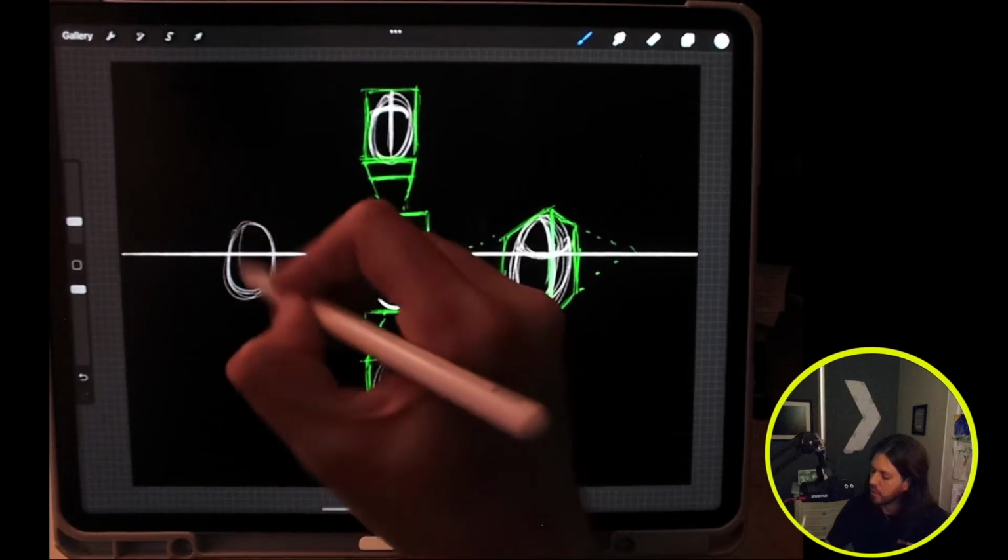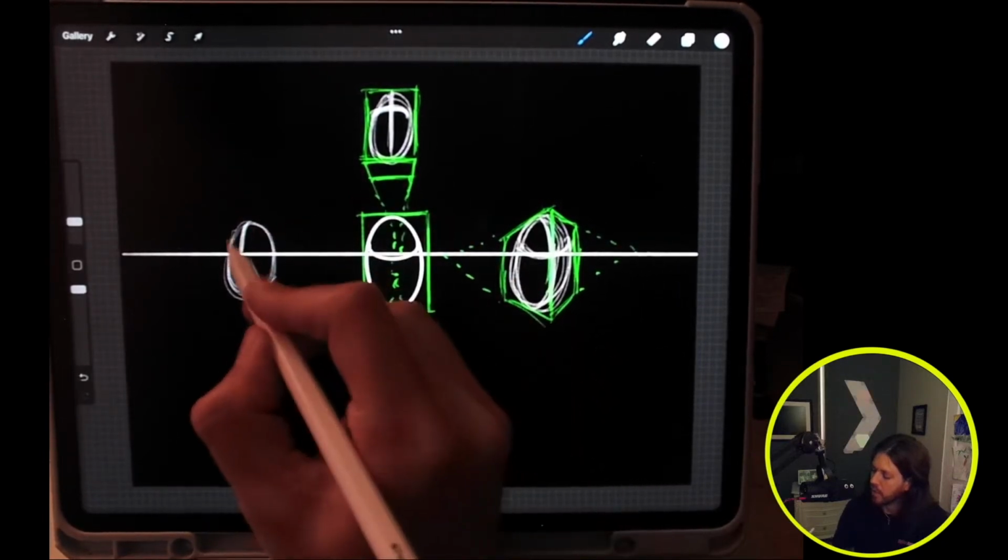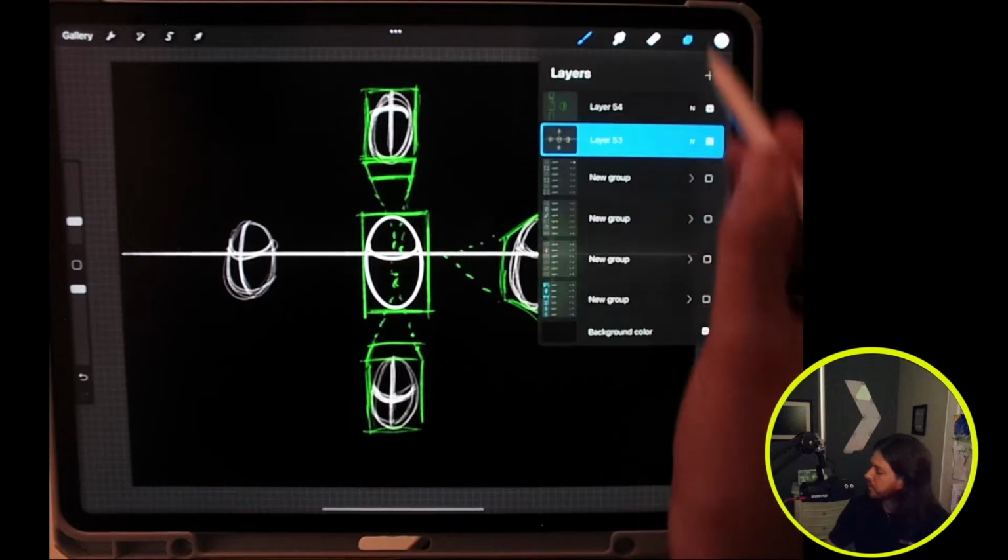So we have our oval here. This time we're facing that way. Eye level is the same.